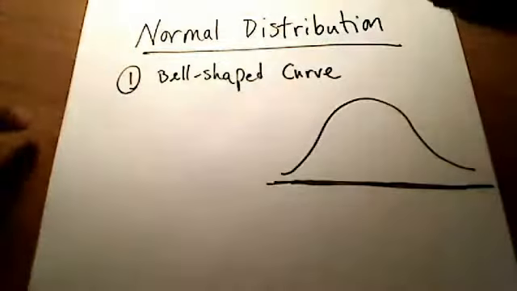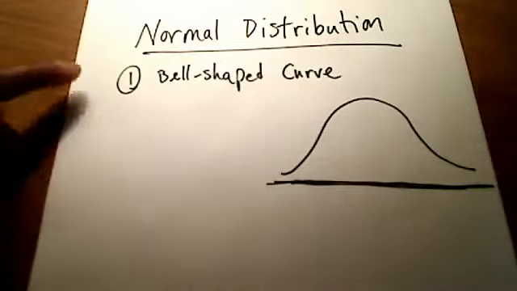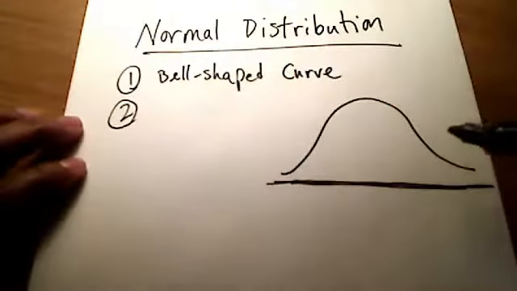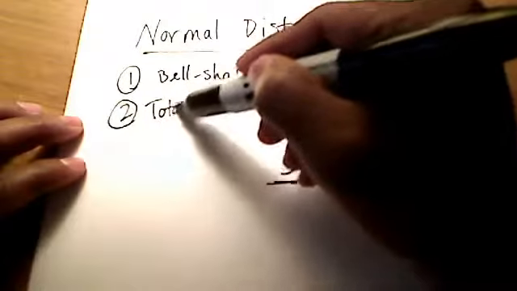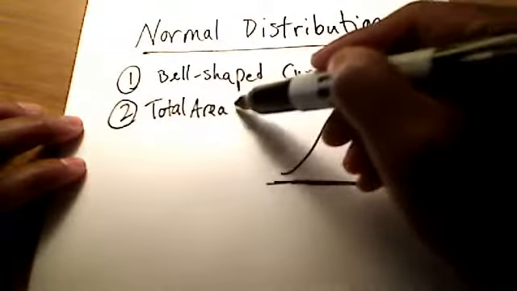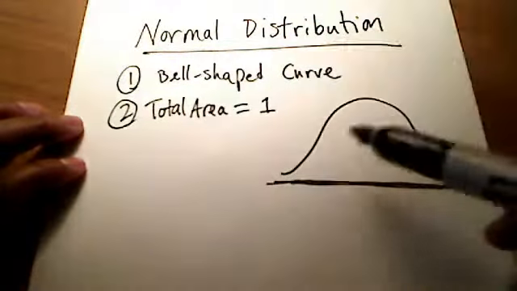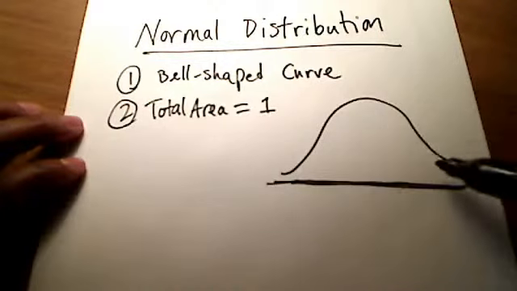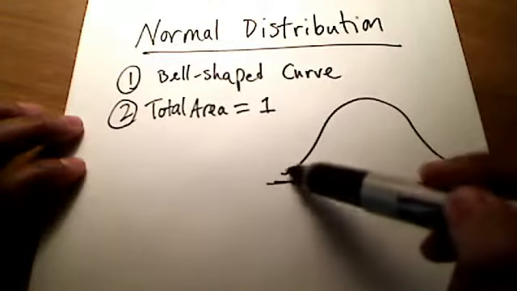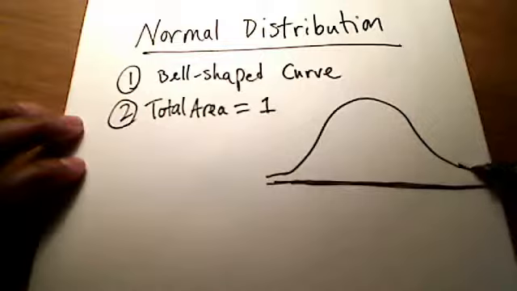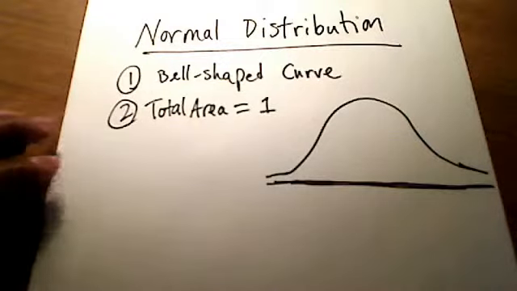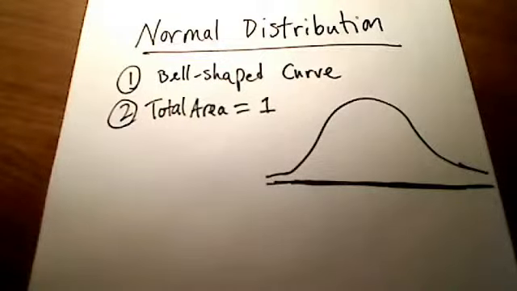The second thing that should come to mind when you hear normal distribution is that the total area under the curve is equal to 1. So all of this area underneath this bell-shaped curve, all of it, including everything out here in the tails as they get smaller and smaller, is a total area of 1.